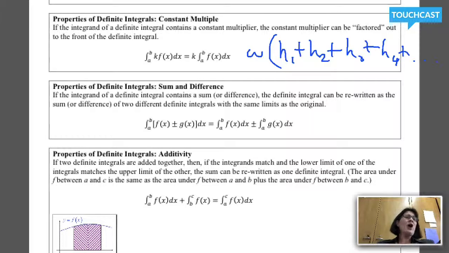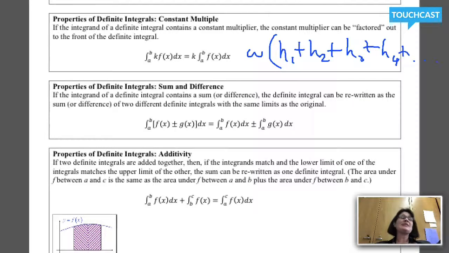So if all of a sudden you said, oh, hey, I'm going to make all those heights 3 times higher, what math could you do? Well, you would have 3h1 plus 3h2 plus 3h3 plus 3h4 plus dot, dot, dot. You just factor the 3 out to the front, which just means it's going to multiply your area by a factor of 3. So you could find the area under your original curve and multiply by 3, or you could find the area under the new curve. The two results will be equivalent.